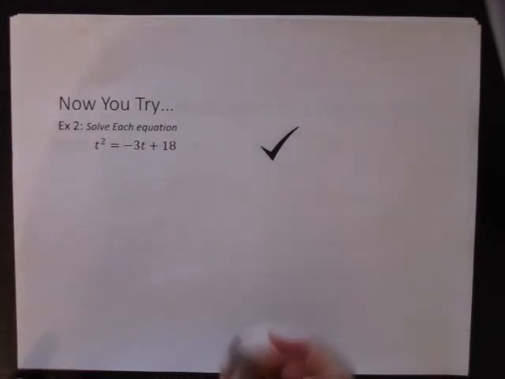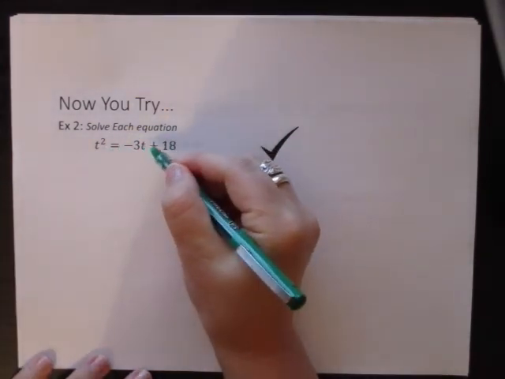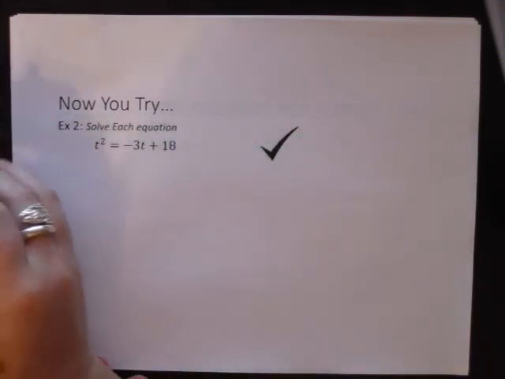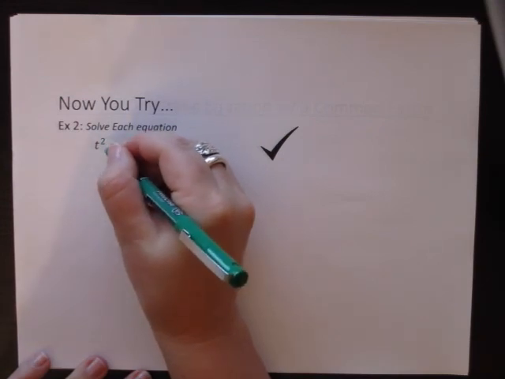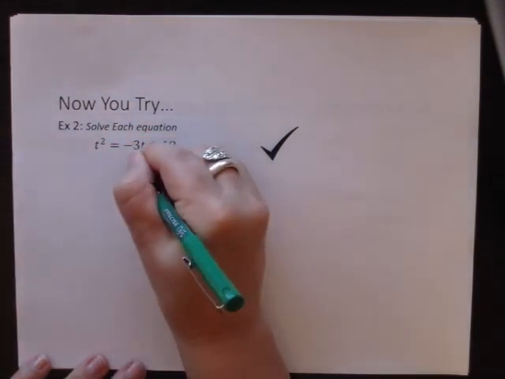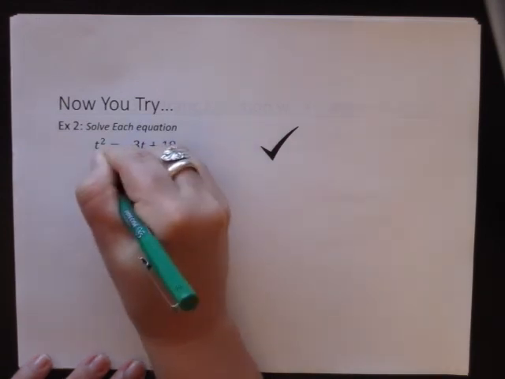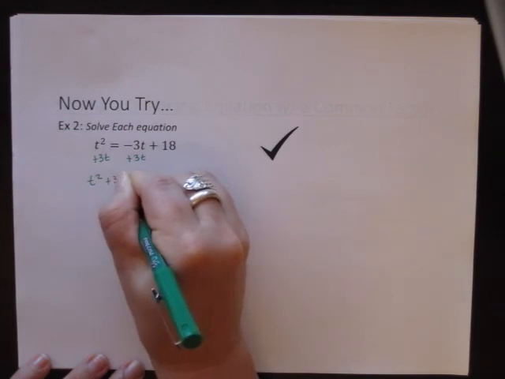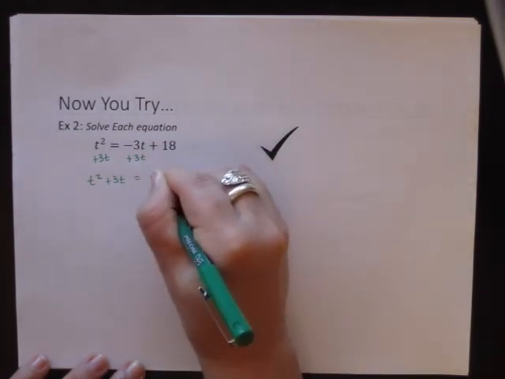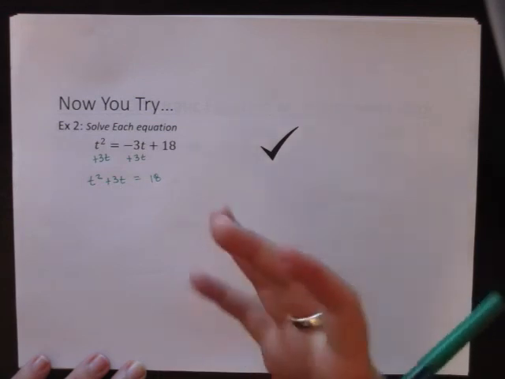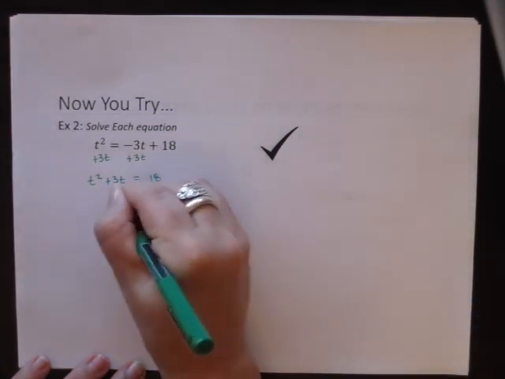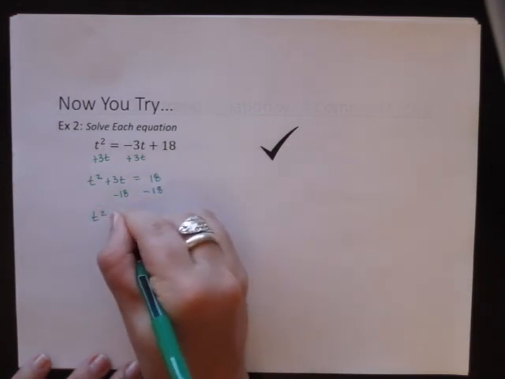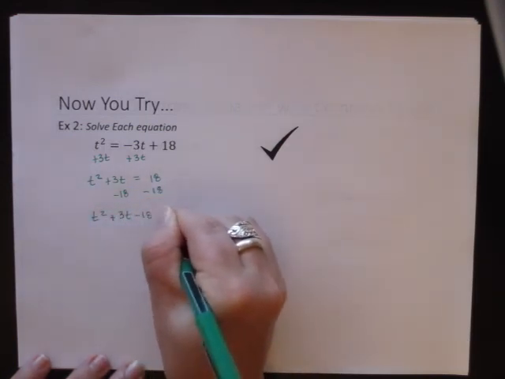So with this equation of t squared equals negative 3t plus 18, I want you to move everything over to the left side so we don't have a negative t or t squared, because I would have to subtract that. So I want you to add 3t on both sides, so you have t squared plus 3t equals 18. And we have to make sure to set it equal to 0, so we subtract 18 on both sides. So we have t squared plus 3t minus 18 equals 0.